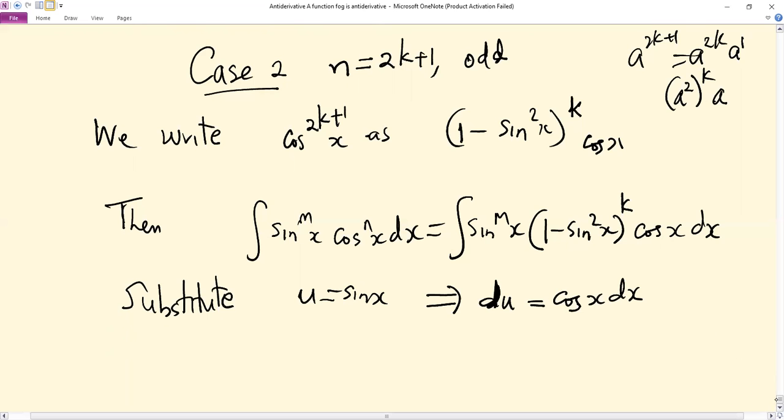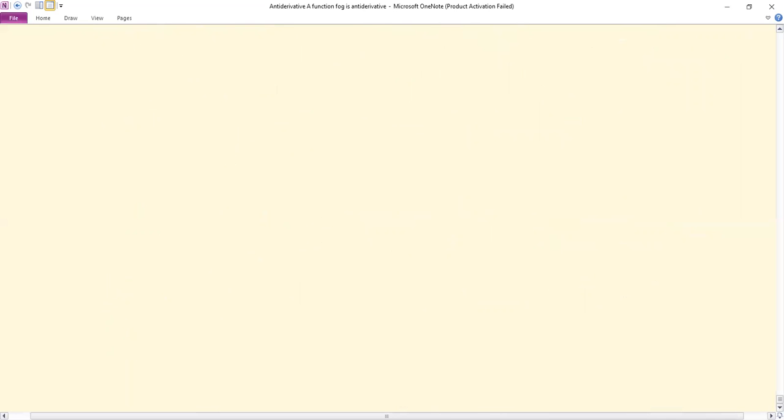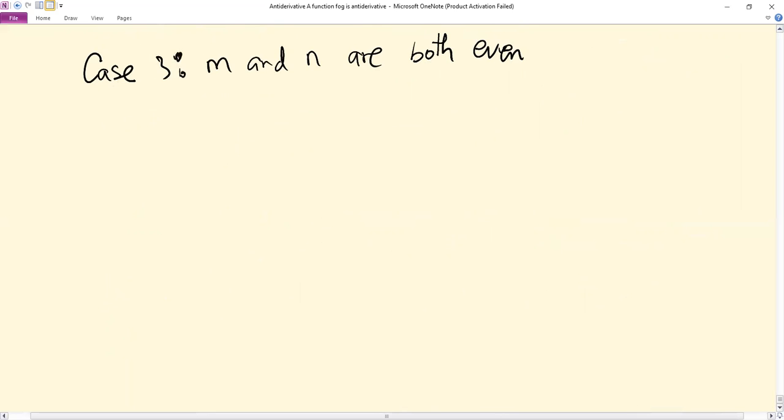And then case 3. So I've considered a case whereby either the power of sine is odd or the power of cosine is odd. Now, case 3 is when both m and n are even. So there's also a case whereby none of them is odd, which means that all of them are even numbers.